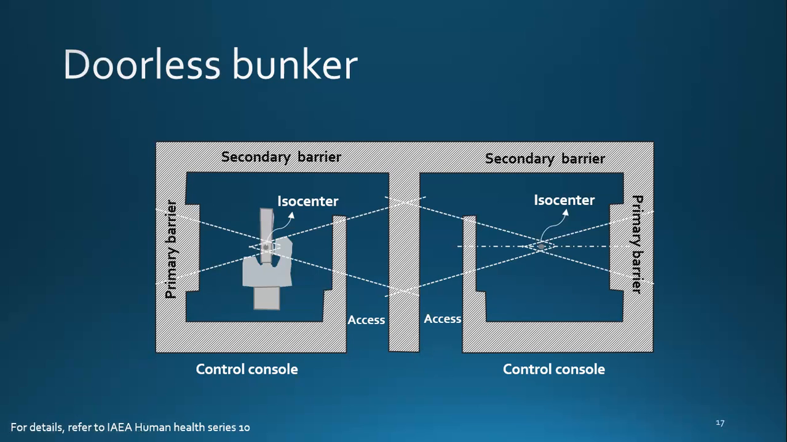There are two ways you can achieve this. One is you increase the maze length, then naturally the dose will be less here. And what they have done, you can see, is they have increased the wall thickness here so that the leakage radiation from here that is transmitted through the bunker wall here is less because of the additional thickness. Therefore, they could achieve a doorless bunker here.